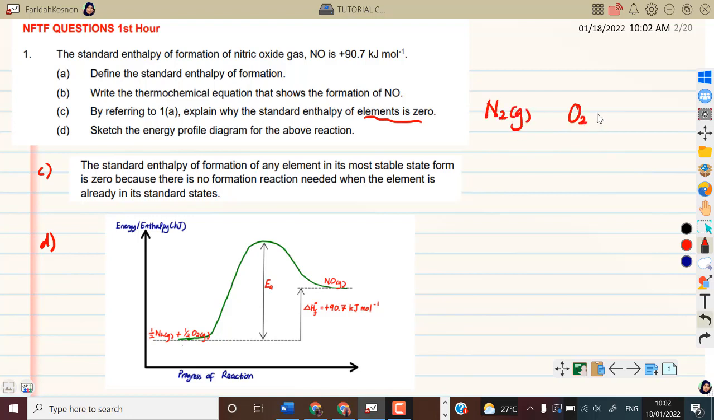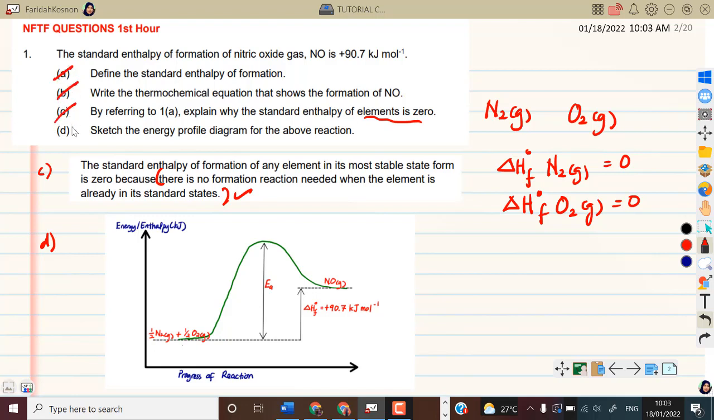Oxygen gas. So kenapa the value of standard enthalpy of formation, for example, for nitrogen gas, adalah zero? Kalau untuk oksigen gas pun kenapa dia adalah zero? Saya dah terangkan dalam kuliah because there is no formation reaction needed when the element is already in its standard state. Dia dah memang dalam keadaan yang paling stabil, jadi tidak ada reaction yang diperlukan. So that's why the standard enthalpy of formation itu adalah zero. So A settle, B settle, C settle, and now we are going to continue with question D.